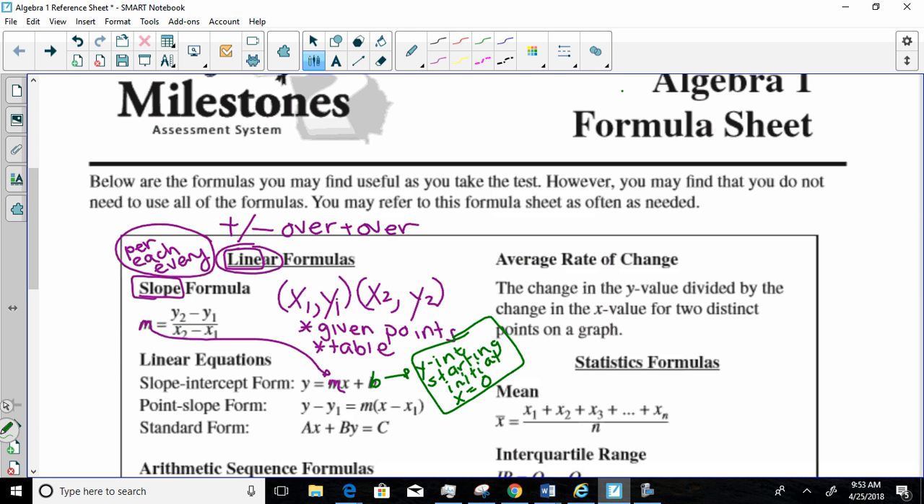See point slope form? This. Did we go over that at all this year? No. Cross it out. We didn't go over it. Point slope form is 0.